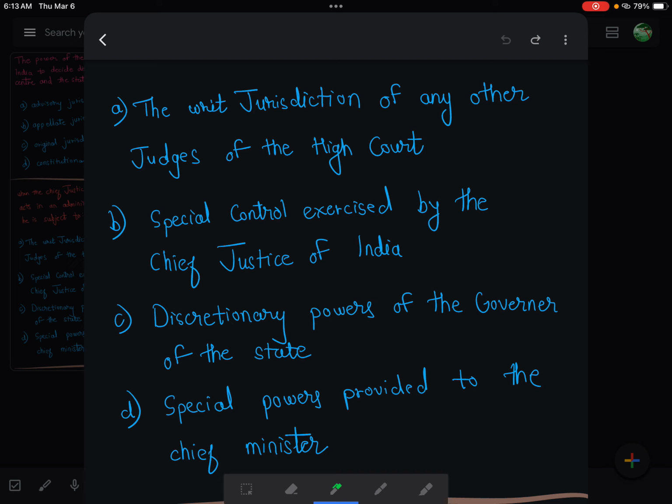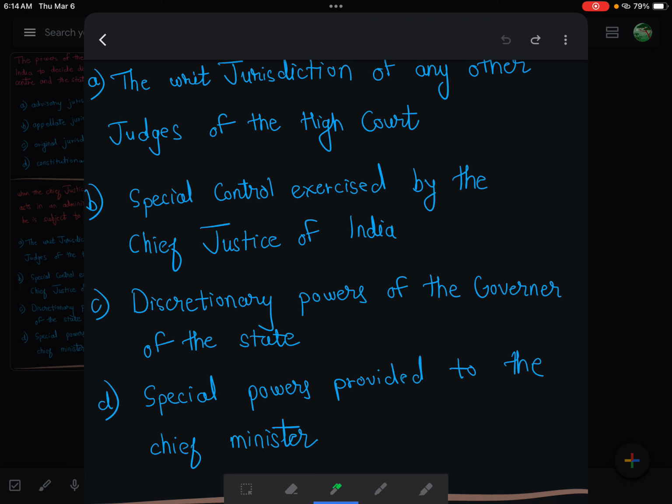This statement is also incorrect. Special powers of the Chief Minister. Chief Minister cannot interfere in the judicial matters, and hence this statement is also incorrect. If the Chief Justice of High Court misuses administrative powers, other judges of the High Court can challenge it through writ jurisdiction. Hence, option 1 is correct.